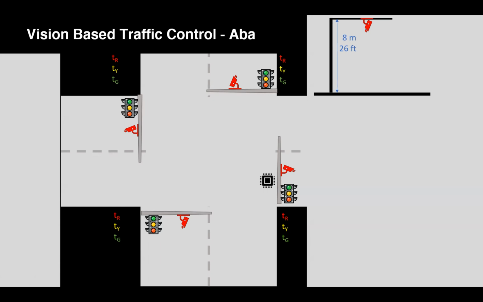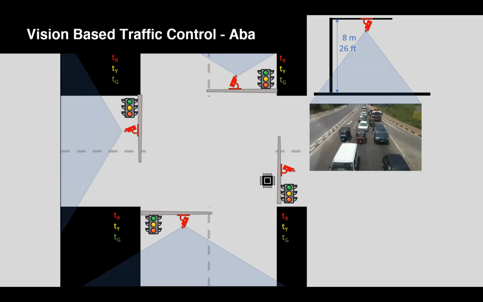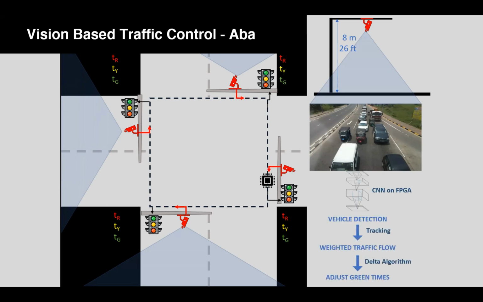So our solution was to build a vision-based system where you place cameras on all 4 sides, and the cameras give you a video feed like this. We process the video feed in an embedded system, a small system over here. What kind of processing do we do? We take this image and pass it through a convolutional neural network, an AI. Okay, so the CNN, and through that we detect these vehicles.